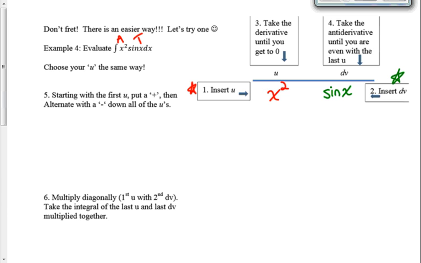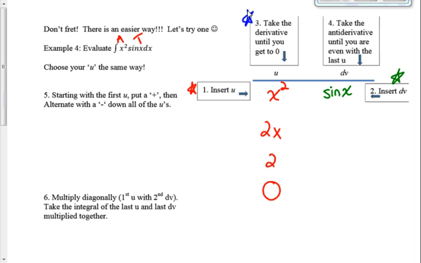Step 3, take the derivative of the u until you get to 0. So that's literally what I'm going to do. I'm going to take the derivative and put it right below it. So the derivative of x squared is 2x. The derivative of 2x is 2. The derivative of 2 is 0. That's when I'm going to stop.